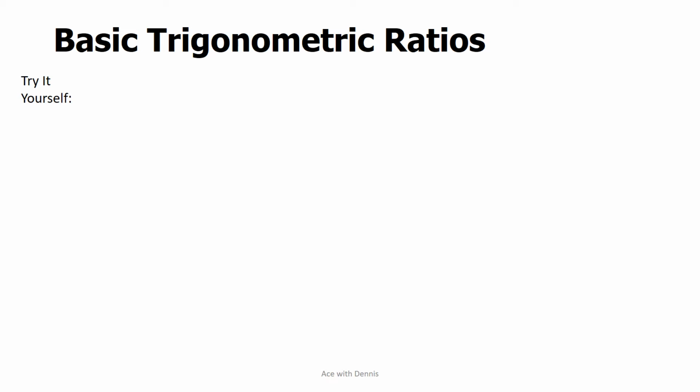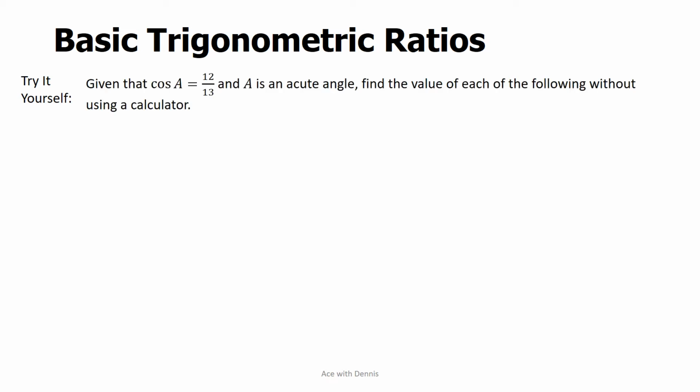Now, you can try this example yourself. Given that cosine A equals 12 over 13 and A is an acute angle, find the value of each of the following without using a calculator. 1. Secant A. 2. Tangent 90 degrees minus A. 3. Sine 180 degrees minus A. You can pause the video and try to do it yourself.